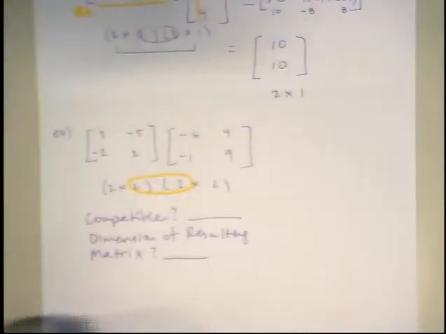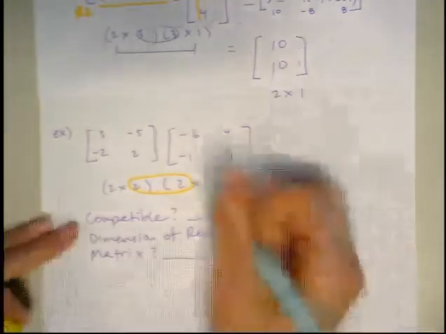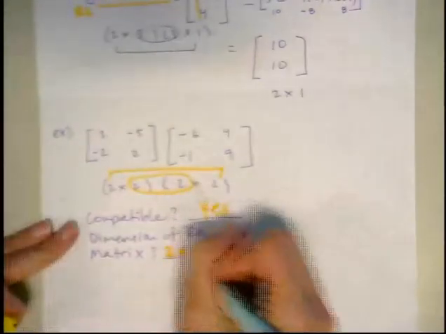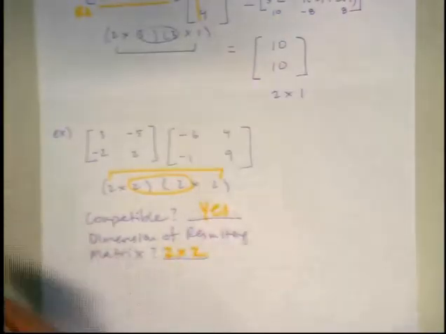But I'm going to go ahead and answer those questions. Are they compatible? Yes, because these inner dimensions match up, the 2 and the 2. Yes, the dimension of my resulting matrix is what's left on the outside, so that's going to be a 2 by 2. Okay, so I get a 2 by 2 matrix when I'm done.